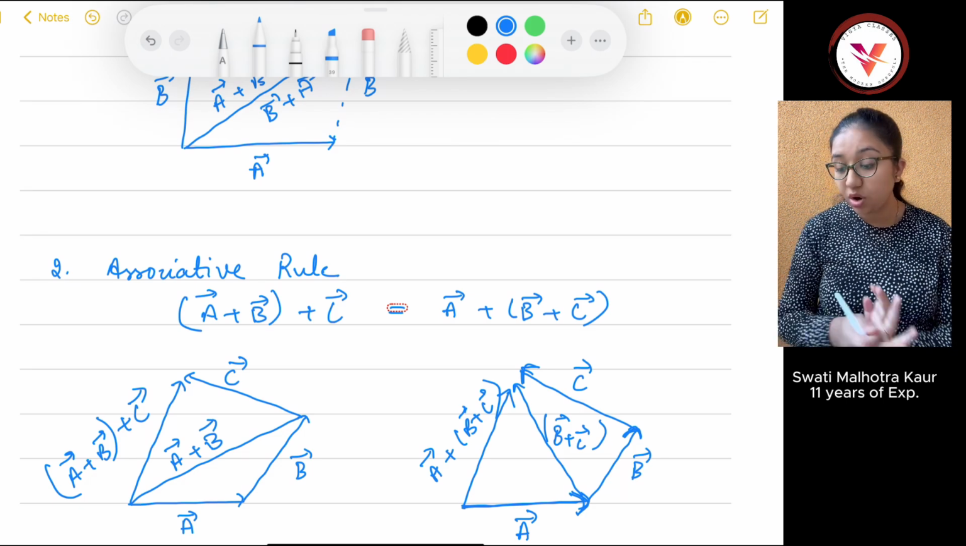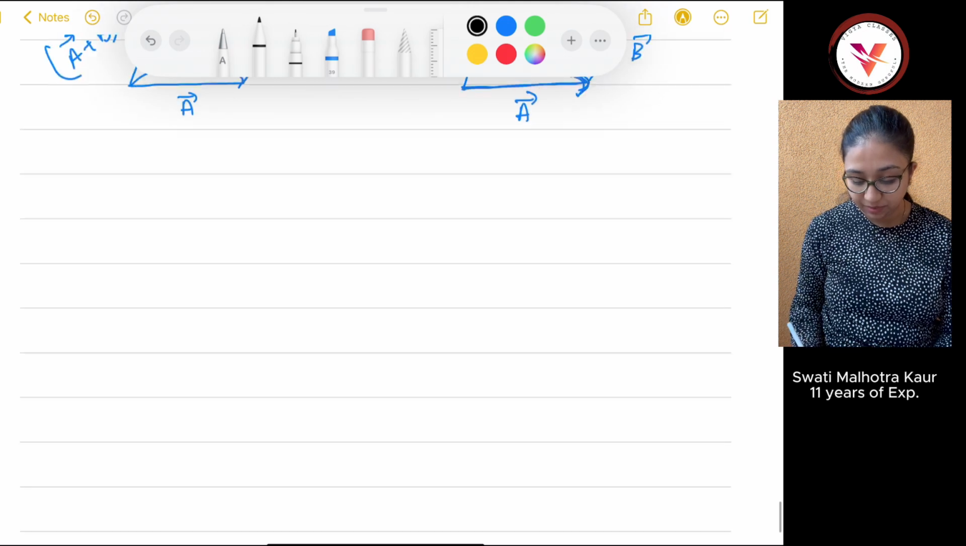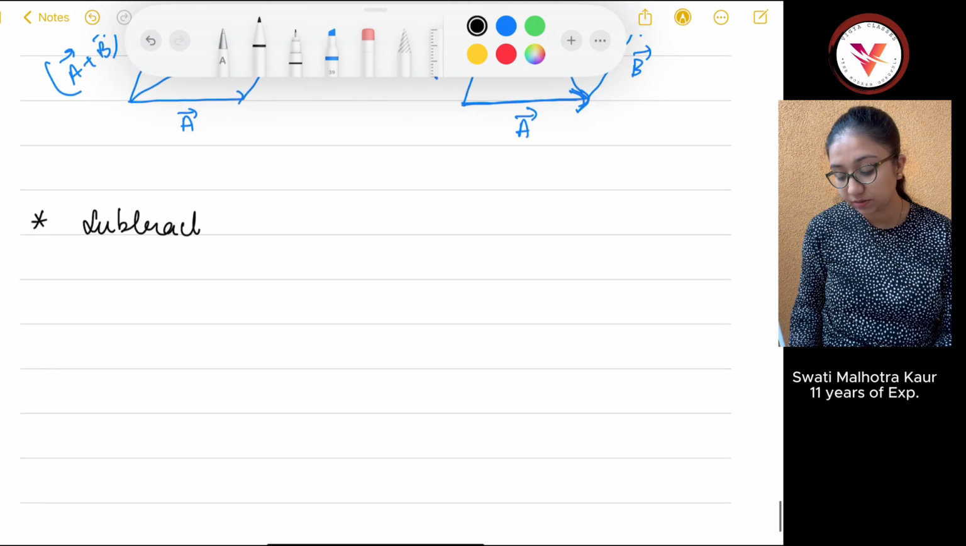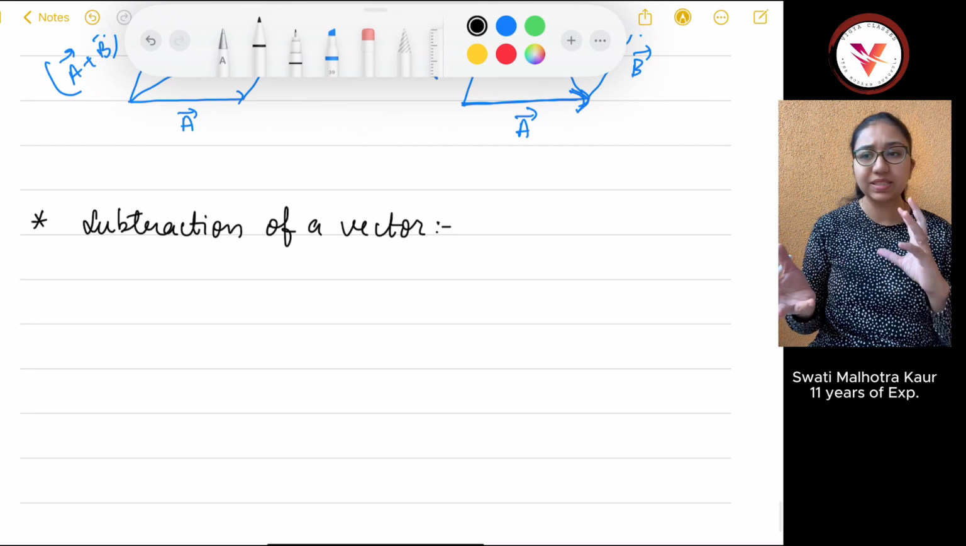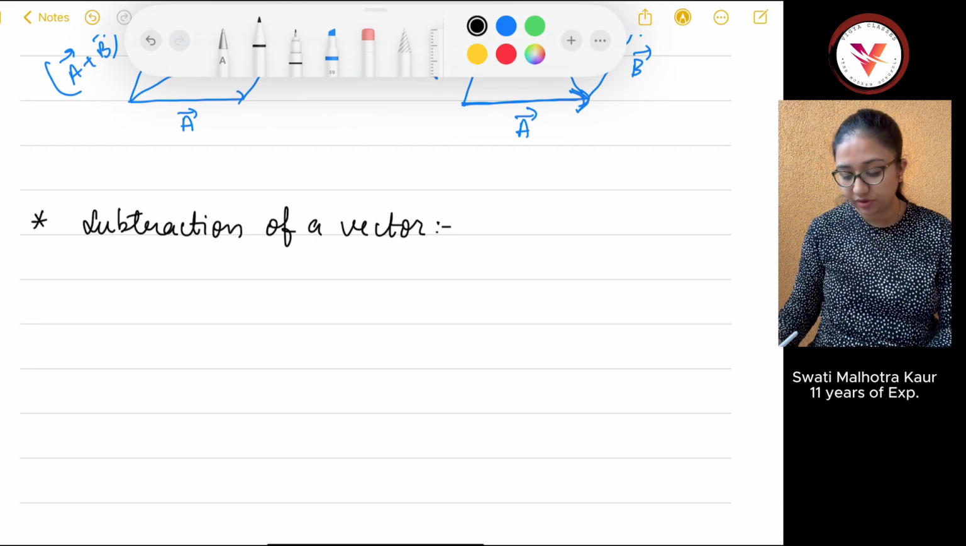Okay. Now we can understand subtraction. So the next is subtraction of a vector. Literally, subtraction of a vector has nothing to do with subtraction. It is basically the negative of a vector, which is its opposite direction, the reversal of a direction.